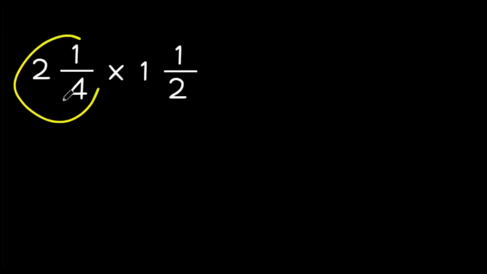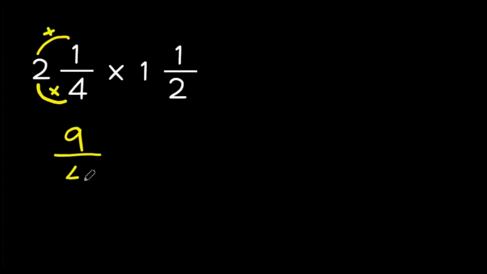So we have 2 and 1 fourth. Of course, we will multiply the denominator 4 by 2. So 4 times 2, that is 8. Plus 1, we have 9. 9 over 4, that is the first rational number.